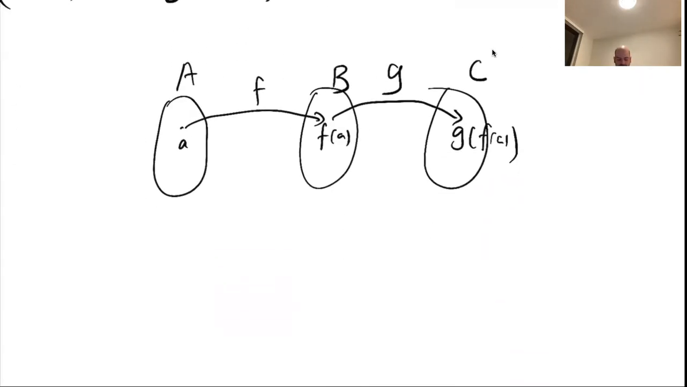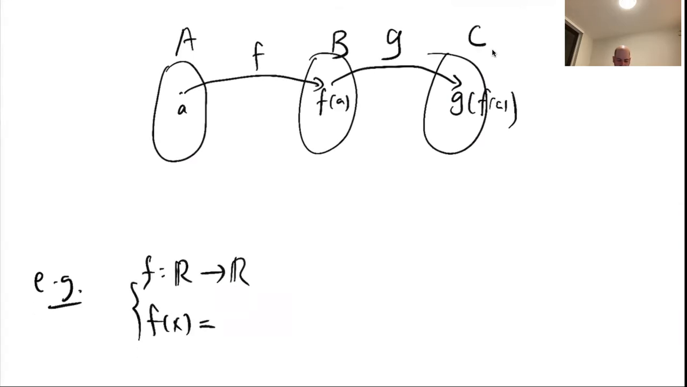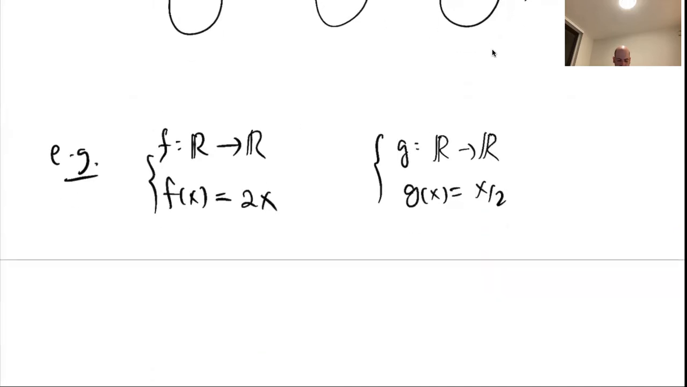So for example, let's say f from R to R, f of x equals, let's say, 2x, g from R to R, g of x equals x over 2. Find f o g of x.